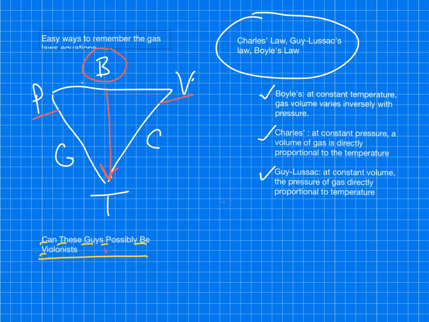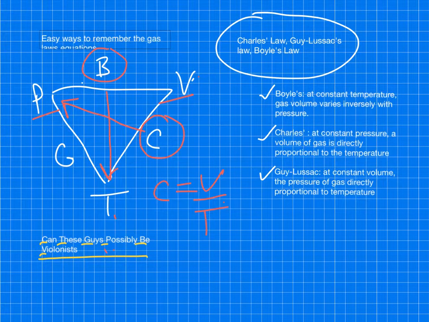Likewise, with Charles's law below, we're going to see C for Charles is here directly across from him. His constant is pressure. As it says, at a constant pressure, a volume of gas is directly proportional to the temperature. So here we have the volume, and now down here we have the temperature. So we have C equals VT, and we see how C is splitting this here.